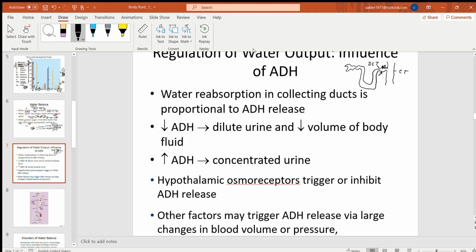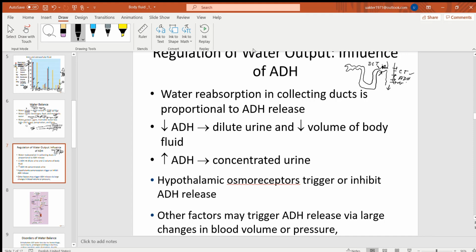Antidiuretic hormone from the posterior pituitary mainly works on the collecting duct, and that causes the reabsorption of water. So more ADH means increased body fluid, because water is going back into the body. Make sense? And less ADH means more urine production, less body fluid. Okay, same way this one.